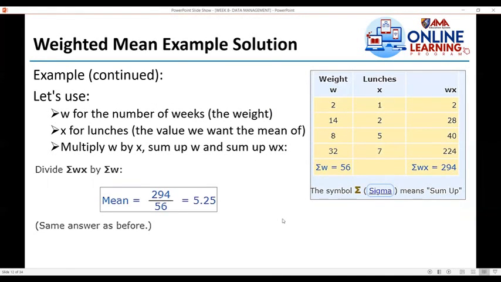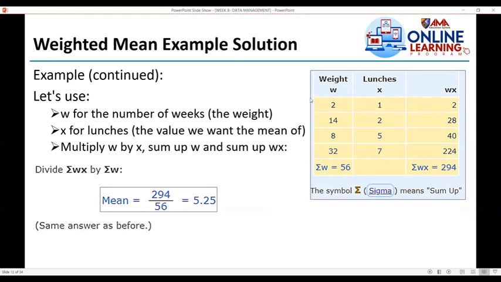Okay, another solution is what we call the tabular solution. So we have 3 columns here. The first column is the weight, or the W. The second column is the lunches, or the X variable. And the third column is the product of W and X, or the WX. Now, for the weights, we have the values 2, 14, 8, and 32. And for the variable X, we have the values 1, 2, 5, and 7.